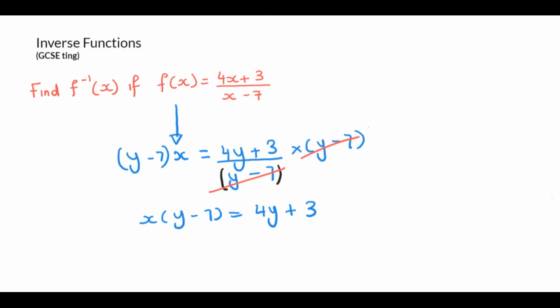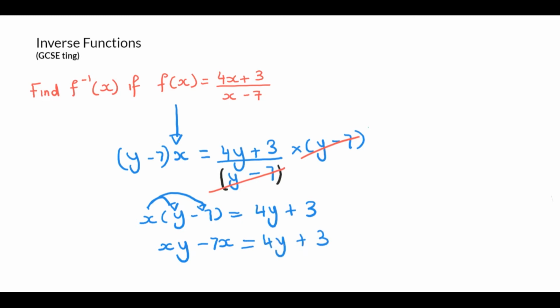Now what I need to do is, because as I told you, the y is still here, but it's muddled up with all this business. But there's a y here on its own chilling, so we're going to try to grab that. We're going to try to intersect both of them, don't worry. So what I'm going to do now is a little expansion. x times y is xy. x times minus 7 is minus 7x, is equal to 4y plus 3.